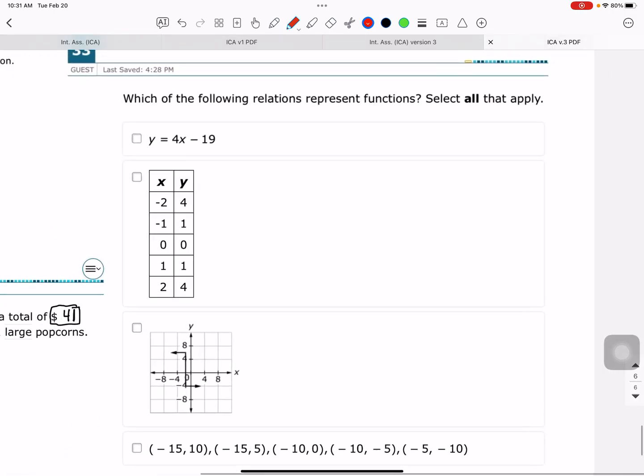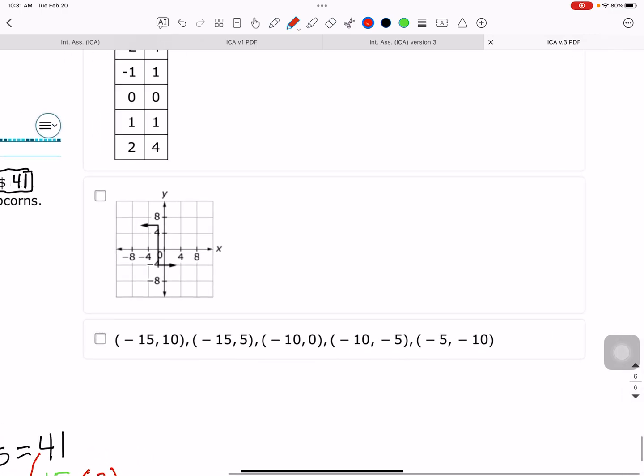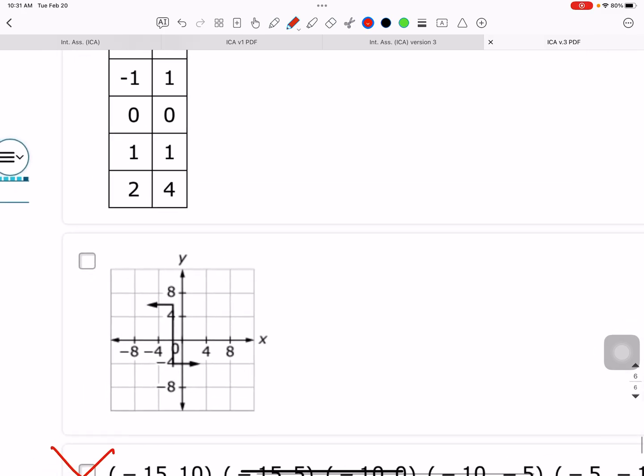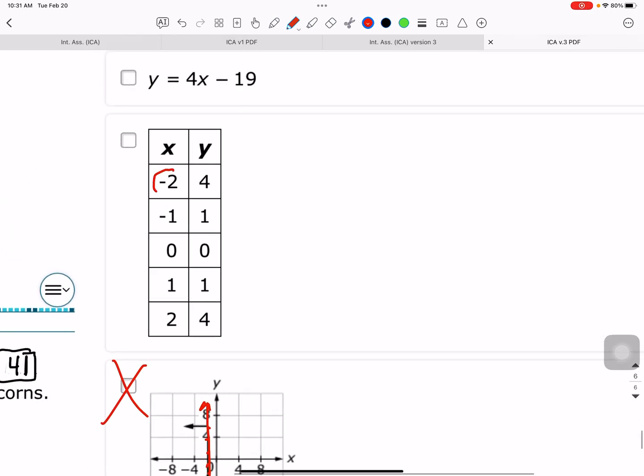Okay, let's see. Are they a function? You can't have 2 jobs. Negative 15, you have 2 jobs. No, that is not a function. Let's see, is this a function? Well, if I do a straight line right there, I hit a bunch of spots. No, that is not a function. Negative 2 has a job, negative 1 has a job, 0 has a job, 1 has a job, 2 has a job. Yeah, that's a function.